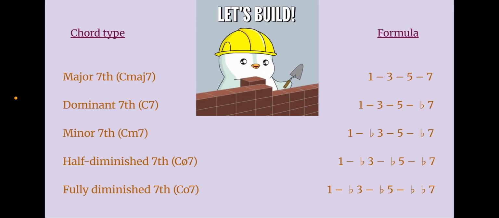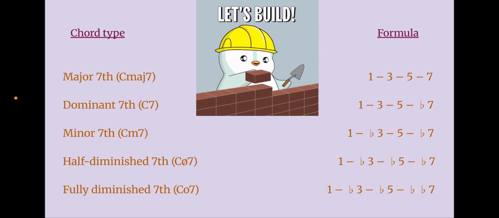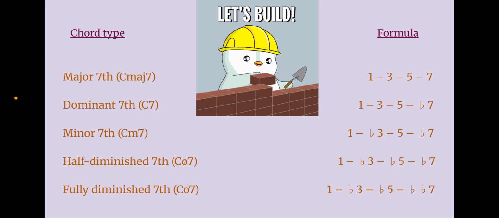So let's build. Look at the chord types. We have a major 7th, which is written as C major 7. And that is just a regular 1, 3, 5, 7. So here it is on the piano. So no crazy notes in that. It's just the basic notes that are in that key. And then you have the dominant 7th, which is just notated as C7, and that is when the 7th of the note is flattened. So the 1, 3, 5 stays the same, and then you flatten that 7th.